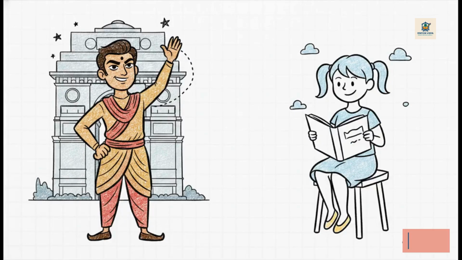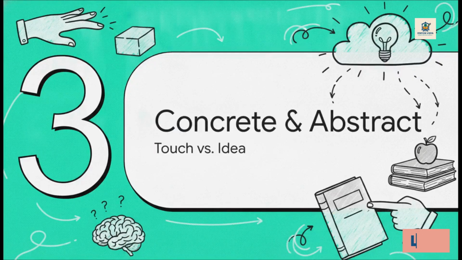Let's see how this actually works in real sentences. Check out this first sentence. Ria lives in Delhi. Notice those big capital letters? Because Ria is a specific person and Delhi is a specific place, they're proper nouns. Now look at the second sentence. The girl is reading a book. Girl and book are totally general names, so they don't get capitalized. They are common nouns.